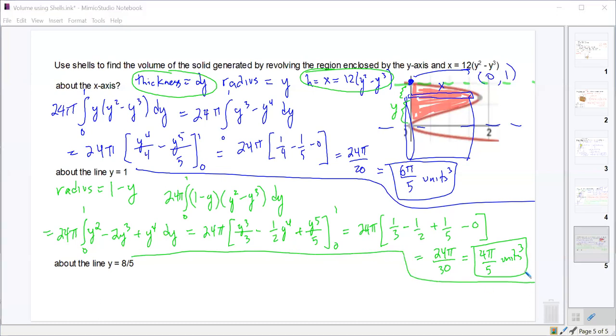All right, last problem. We go around the line y equals 8/5. That's going to be even further up here, right? And if we go around that line, what's going to change? Is the thickness going to change? Nope. Is the height going to change? No, it should stay the same, but the radius will change. The radius will become, instead of 1 minus y or just y, it'll become 8/5 minus y.